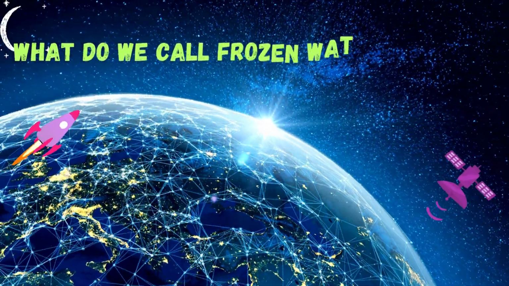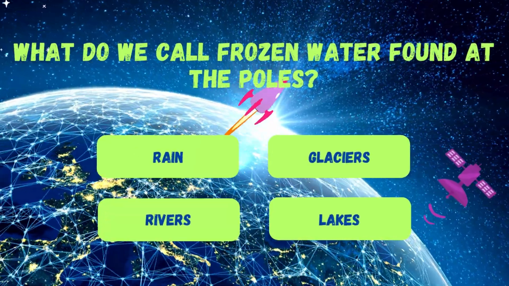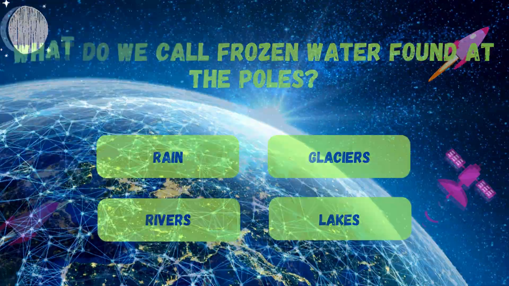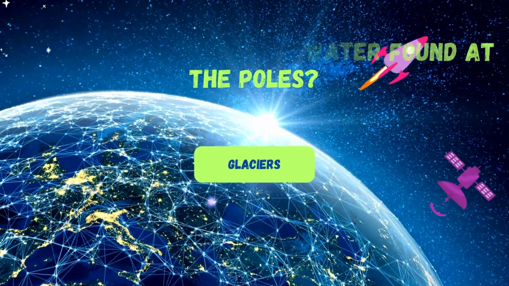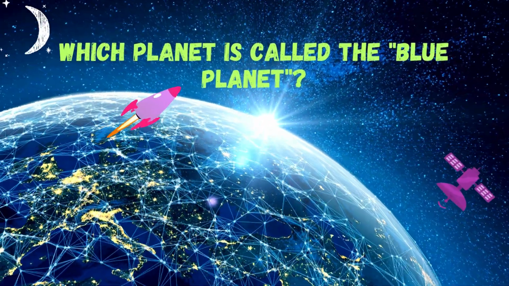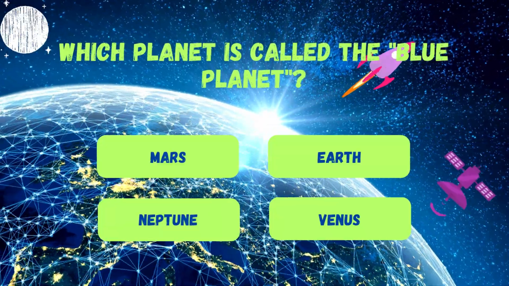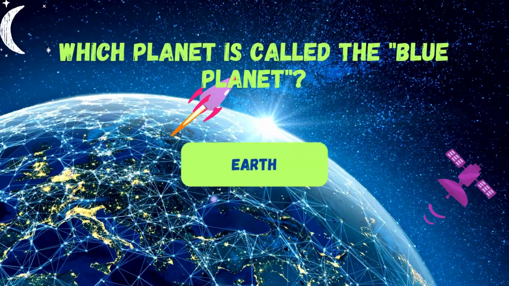What do we call frozen water found at the poles? Rain, glacier, rivers or lakes? Frozen water at the poles is called glacier. Which planet is called the blue planet? Is it Mars, Earth, Neptune or Venus? The planet known as the blue planet is Earth.